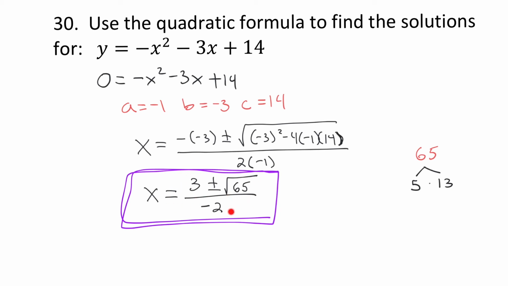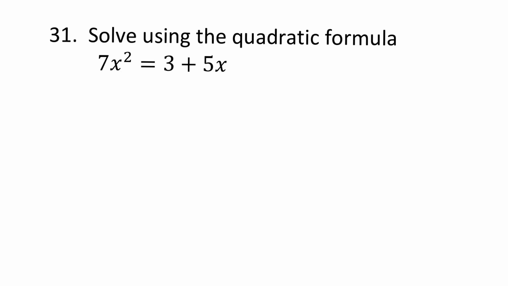So my answers, there's 2, is 3 plus or minus the square root of 65 over negative 2. Number 31 says, solve using the quadratic formula again. Notice that we have the equal sign here, but we don't have equal to 0. We have 7x squared equals 3 plus 5x. I always like to keep the a positive when I have my quadratic trinomial equal to 0. So I'm going to make this side equal to 0 to use the quadratic formula.